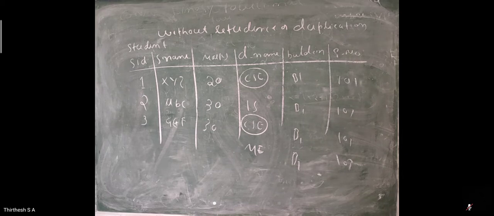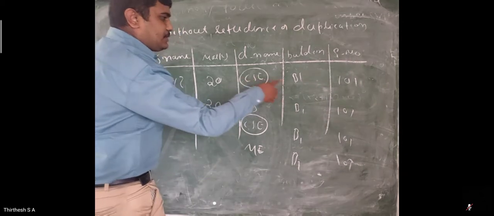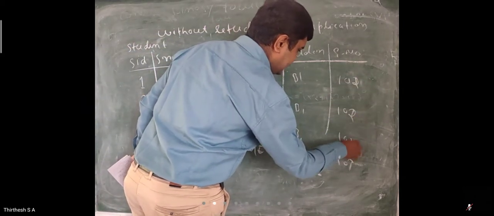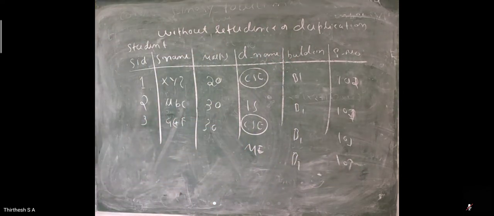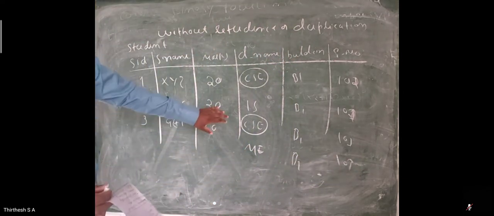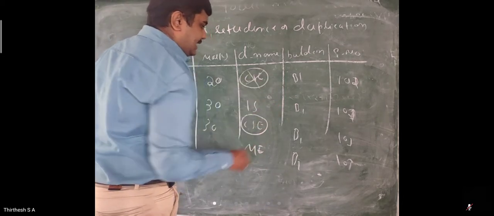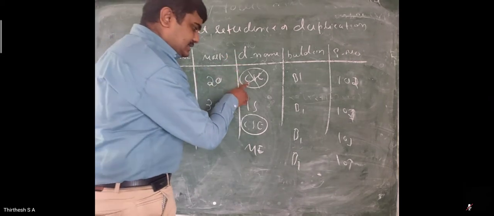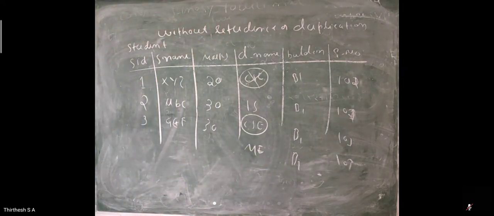For example, if you need to update the CSE building to 102, you should do this in each and every place where we have the CS department, right? So this is also complicated. This is known as update and deletion anomaly. Whenever I delete, I am removing this data, and the data will be removed everywhere the CS department appears. So it means that it takes lots of work.